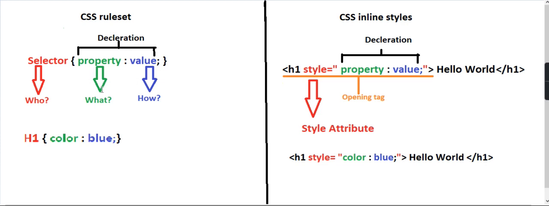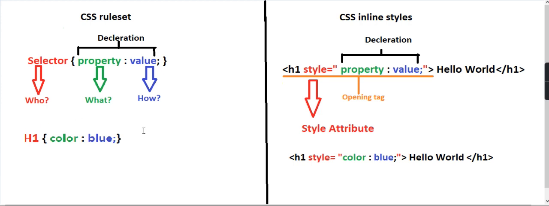The first part of our declaration is called the property, and the property specifies what to style of the targeted HTML element. And the second part of our declaration is the value of the property, like, how do we want to change the property? And each rule must end with a semicolon here.